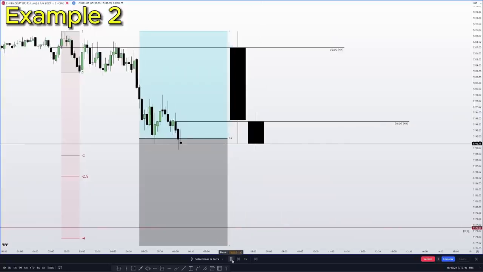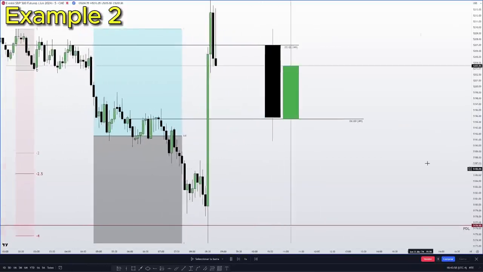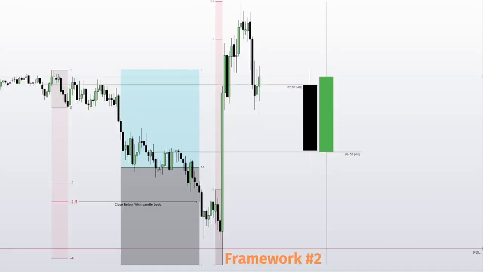Example number 2. This is the framework number 2 for one reversal. In this case, the present candles in this framework are the 2 a.m. and 6 a.m. The 2 a.m. is the initial projection range here. It's the higher range here, and take the first distribution leg here.